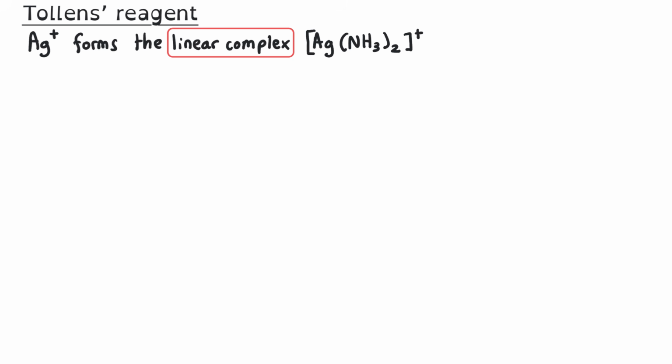And an example of this that you need to know is Tollens reagent. And this is what you get when silver ions with a charge of 1+ combine with 2 neutral ammonia ligands. And they take up the linear shape because the electron clouds in those 2 coordinate bonds move until they're as far apart as possible in 3-dimensional space, which is 180 degrees.